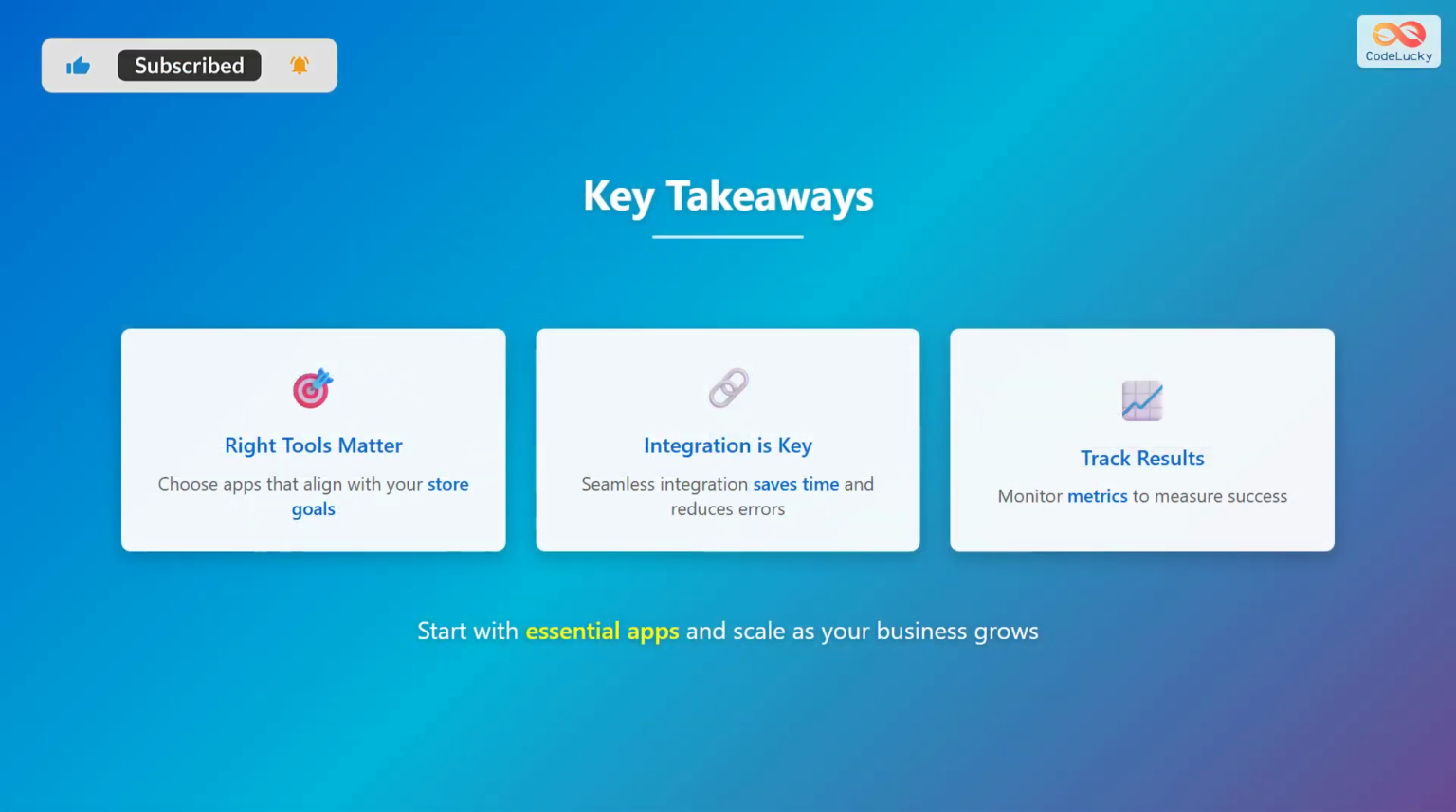As you build your Shopify store, remember 3 important principles. First, choose the right tools that align with your specific business goals and needs. Second, prioritize integration so that your apps work together seamlessly, saving you time and reducing errors. Third, continuously track metrics and results to measure whether your apps are delivering value. Start with essential apps that address your most pressing needs, then gradually add more tools as your business grows and evolves.